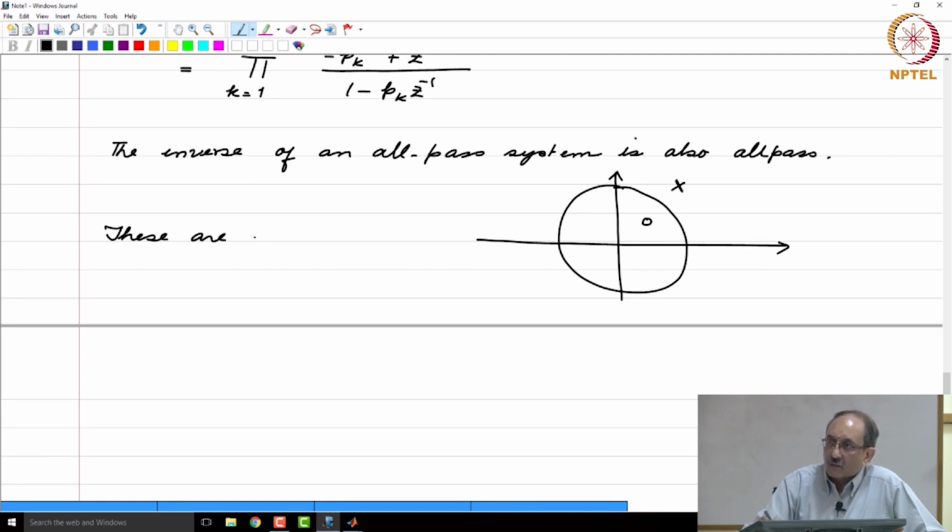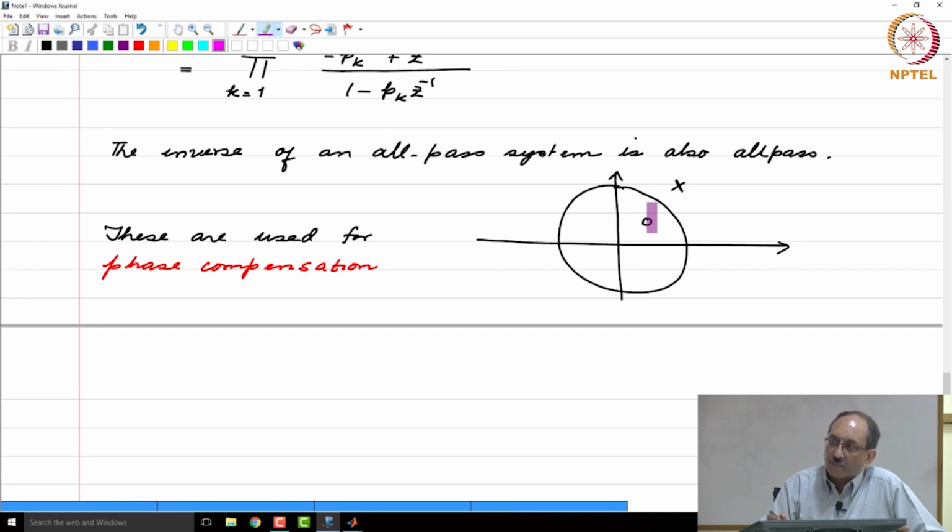These are very important building blocks in practice. These are used for phase compensation. And the term itself kind of gives you a hint as to what this is going to do. If you cascade an all pass system with another system, the overall magnitude response is not going to change, because the magnitude response of the all pass is unity.